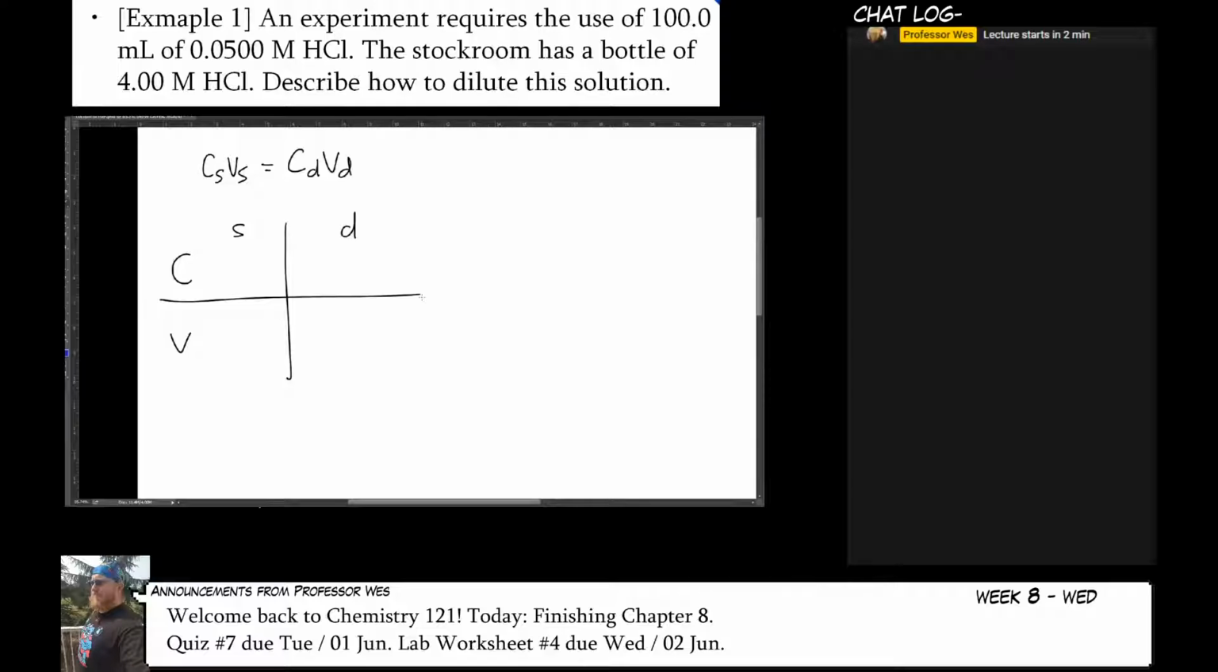So let's look at the numbers. So let's start with the stock concentration, CS. Which of those is the stock concentration? Well, there's two concentrations. They have molarity. And the stock one has to be bigger because we're diluting that, right? So the stock concentration in this problem must be 4.00 molar HCl.